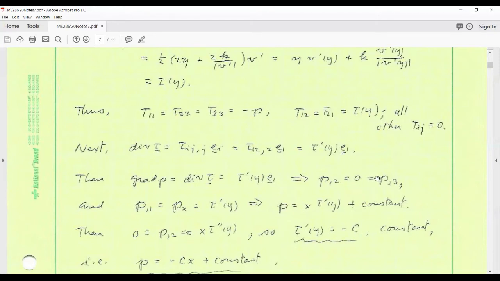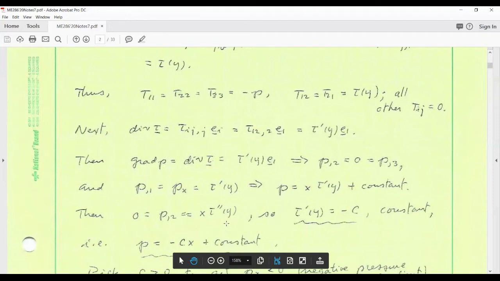And here we're right. Okay. Well, we need to recall that p comma 2 is 0. So take the comma 2 of this, you get x tau double prime y is 0. And so tau double prime y is 0, which means tau is a linear function of y with a constant slope, tau prime y. Let's call it minus c. And I'll take c positive so that I can get a negative pressure gradient. So p then is minus cx, put back in this equation, plus a constant.